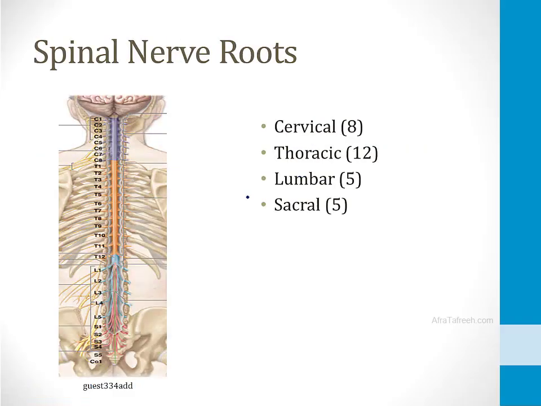Let me start by reviewing spinal nerve roots in general. There are 8 cervical spinal roots, 12 thoracic, 5 lumbar, and 5 sacral. Now the confusing part is there are only 7 cervical vertebrae, so how can there be 8 cervical spinal nerve roots? And to understand this, you need to understand the way these nerve roots are named.